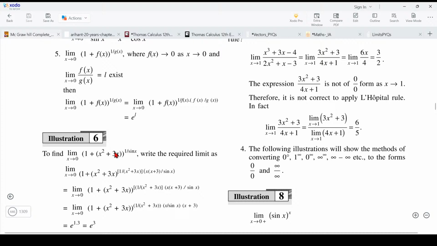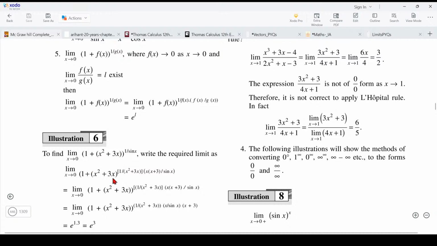Okay, so now look at this: (1 plus x square plus 3x) whole power 1 by sin x. We know when x tends to 0, (1 plus x) whole power 1 by x is e, right? Or when x tends to infinity, (1 plus 1 by x) whole power x. So either case. Now we have this one here. The power also, if it is 1 by (x square plus 3x), then this would have been e. Because at the same time when x tends to 0, x square plus 3x also will tend to 0.